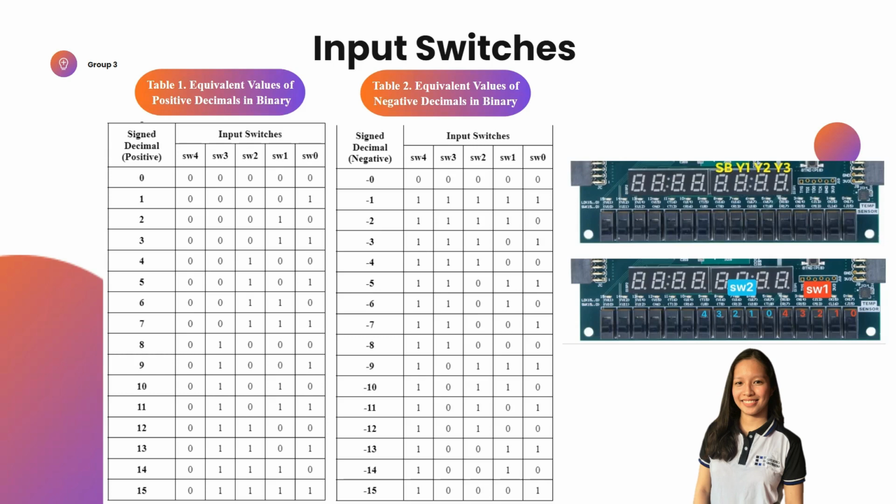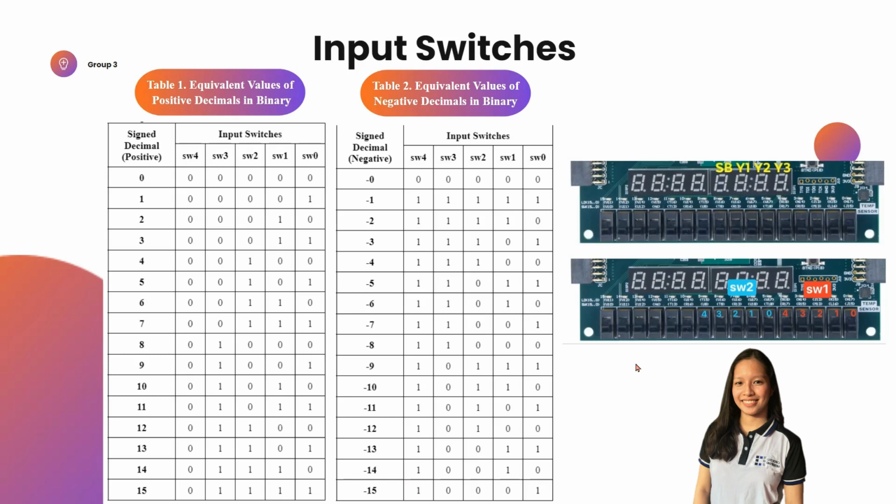Since the Booth multiplier is a 4-bit input program, the maximum value that we can input is up to 15, which is 1111 in binary. For the negative decimals, they should first be converted into their corresponding 2's complement, as shown in Table 2. Now the value of negative 15 in binary is 10001.